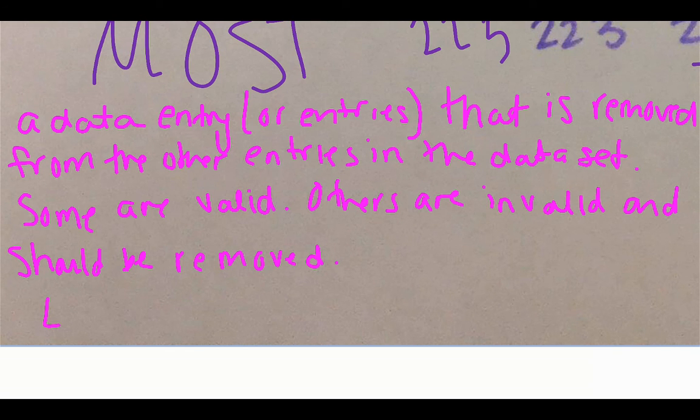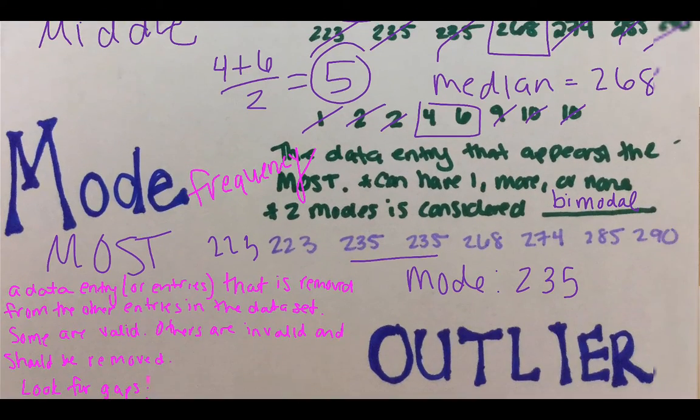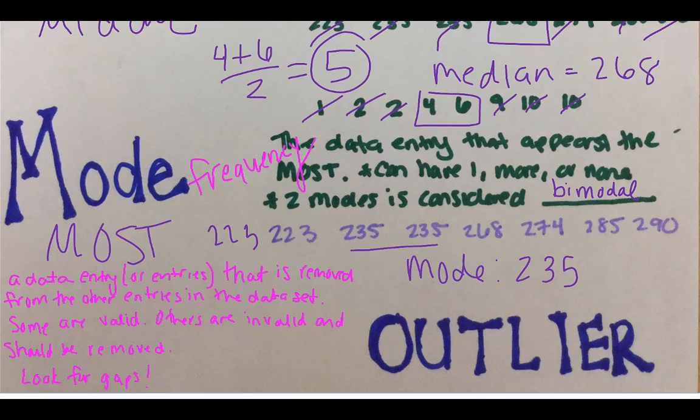And then to find them, you're going to look for gaps. As we add layers this year, we will come up with more specific ways to find an outlier. There is an actual specific way to look for that. But for now, when we talk about outliers in our graphs, we're just going to look for a point or a couple points that really do not fit with the rest of the data.